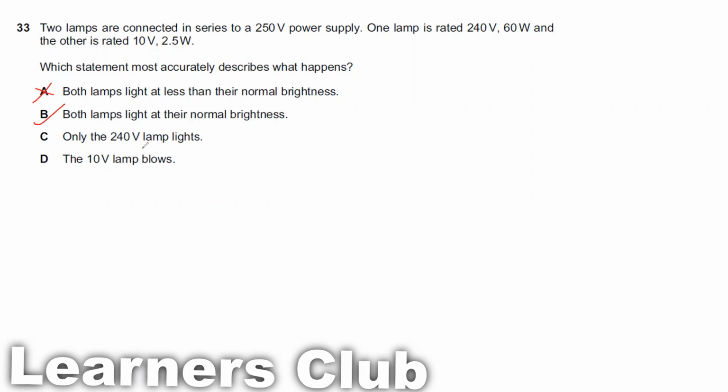Only the 240 lamp lights. If they are in series, if one of them doesn't light, the other one will not work. So this is completely wrong. The 10 volt lamp blows. No, because it gets the correct amount and it doesn't get more voltage than required. So that's incorrect. Therefore, the correct answer for this question is option B.